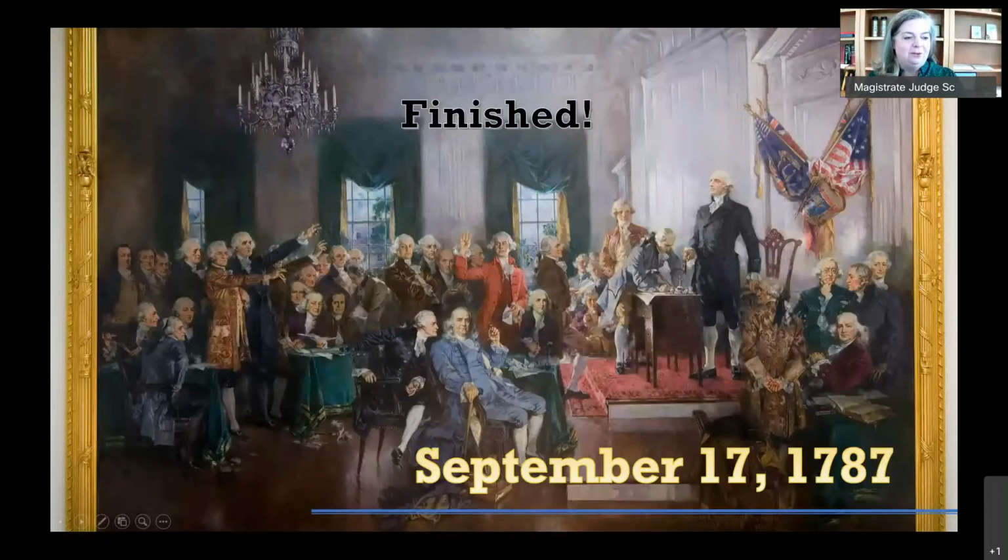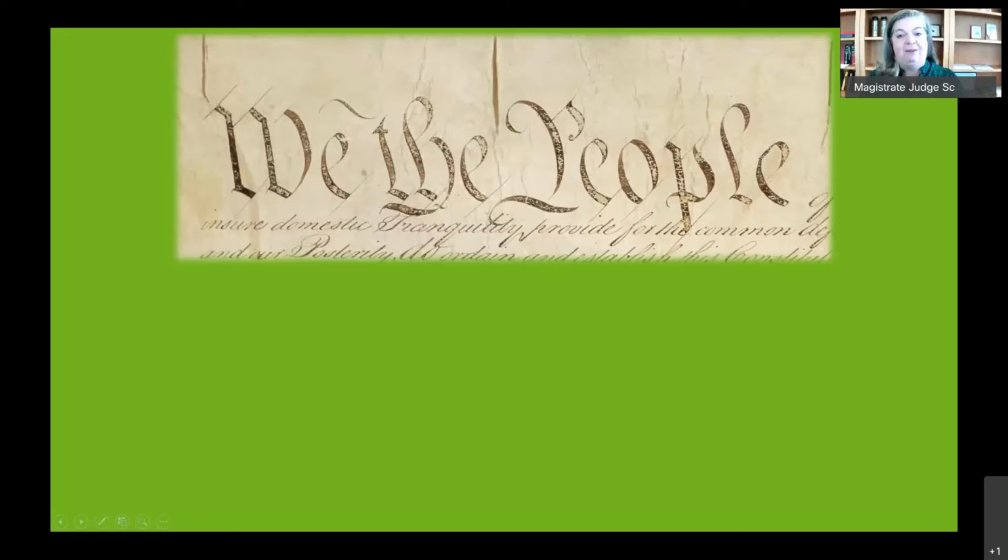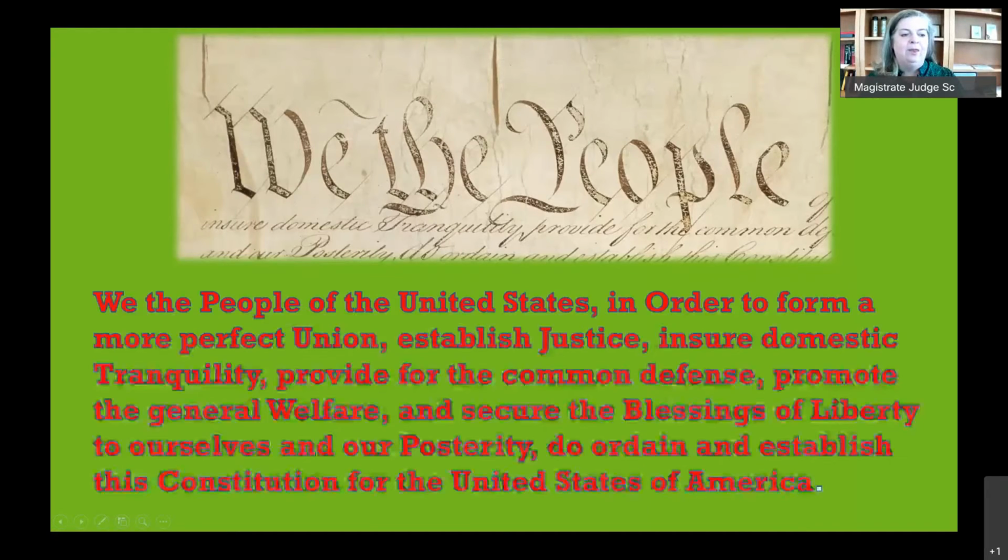The Constitution's first words are very, very famous. I'm sure you've heard the phrase, "we the people." Those words follow with this. "We the people of the United States, in order to form a more perfect union, establish justice, ensure domestic tranquility, provide for the common defense, promote the general welfare, and secure the blessings of liberty to ourselves and our posterity, do ordain and establish this Constitution for the United States of America."